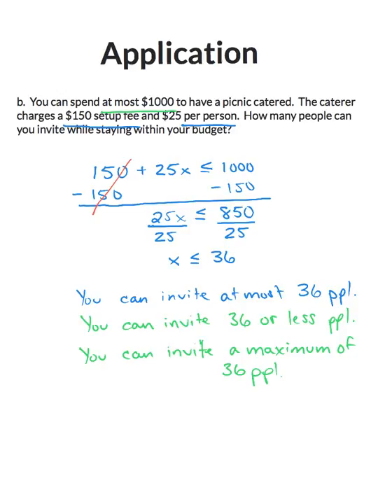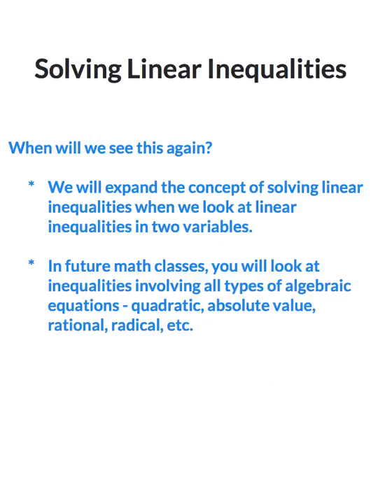Any of these would be considered correct, as long as it is some form of inequality interpretation. If you say you can invite 36 people, that statement in mathematics means you can invite 36 and that's it. It does not imply that you can invite fewer than 36 people, and it does not imply that you can invite more than 36 people. It's just 36 people. Okay, so there are some application problems.